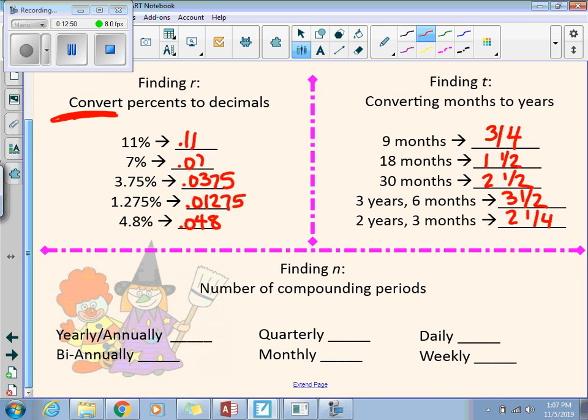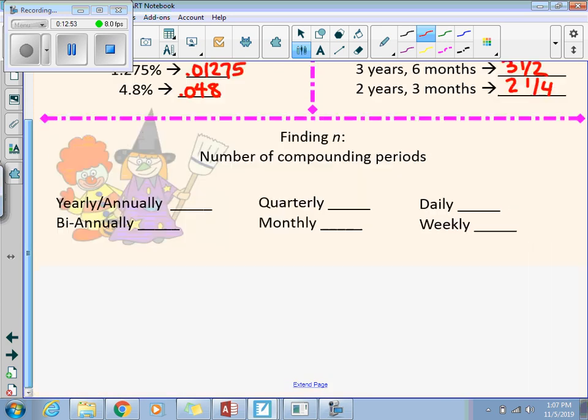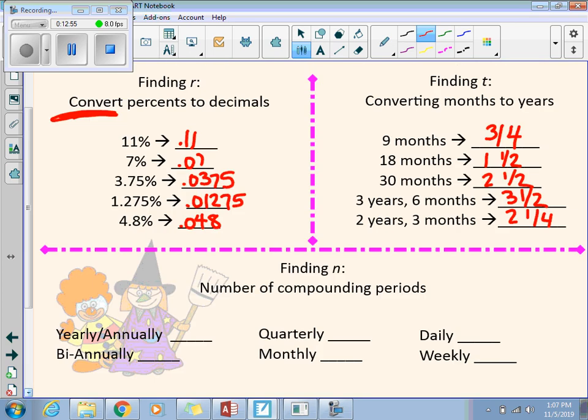And then the compounding periods, this one is also really important. I would star, highlight, circle, underline, do whatever you got to do to make sure you remember these. Annually or yearly is one time a year, right? Biannually means you're doing it twice a year. Quarterly means you're doing it 4 times a year. Monthly means 12. Daily is going to be 365. And weekly is going to be 52 because there's 52 weeks in a year. Okay.